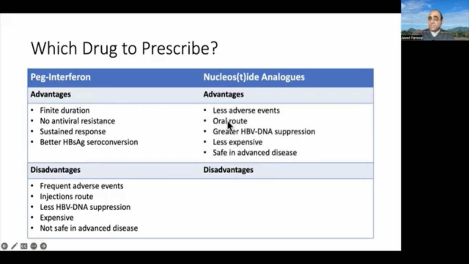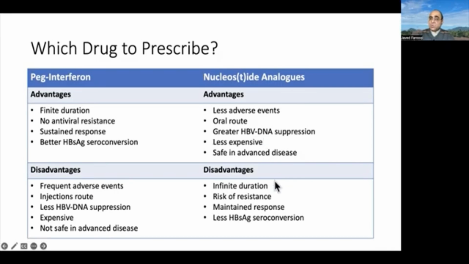As compared to the pegylated interferon, the nucleoside or nucleotide analogs have the advantage that they have got less adverse events. They have got the oral route. They have got the greater HBV DNA suppression. They are less expensive, and they are safe in advanced diseases. While their disadvantages are that these oral drugs need to be given for an indefinite duration. There's a risk of resistance, but with the latest drugs, the resistance is very, very low. They give you maintained response, and they have got less HBs antigen seroconversion capabilities.